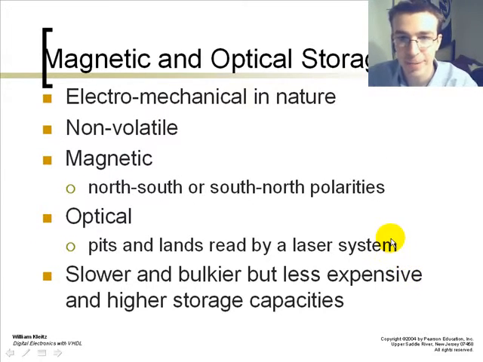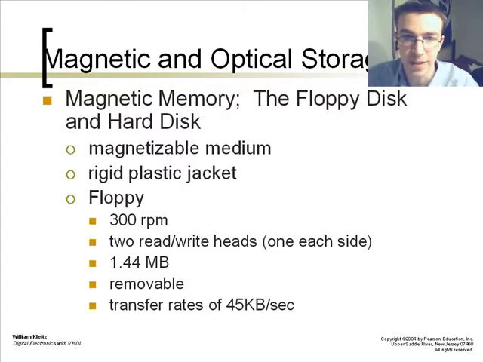Magnetic and optical storage. It is electromechanical in nature, non-volatile. The magnetic form is a north-south or south-north polarity form, and the optical has pits and lands read by a laser system. Both are slower and bulkier, but less expensive, and higher storage capacities are available.